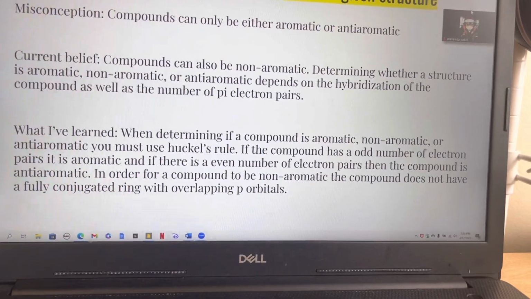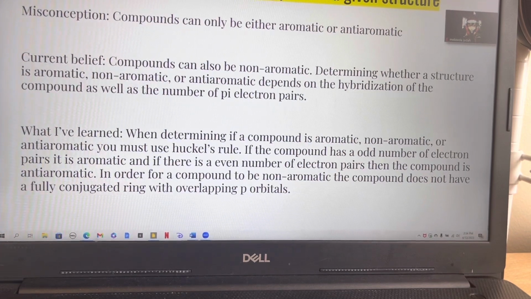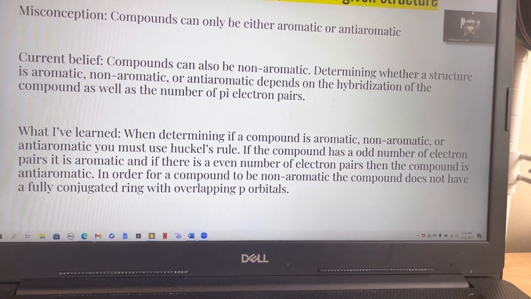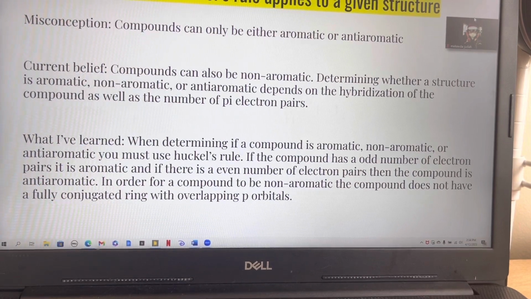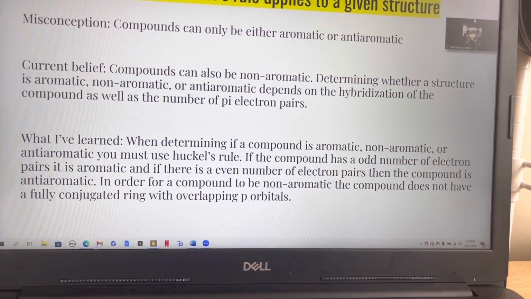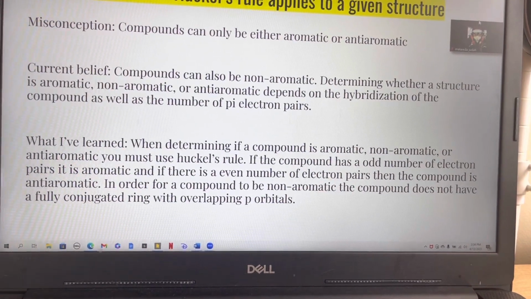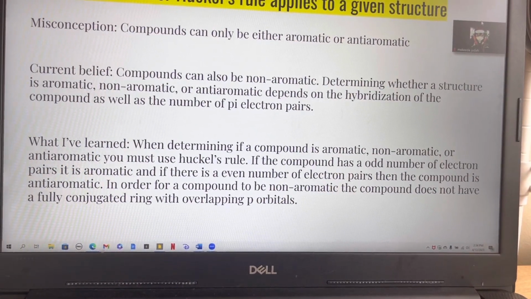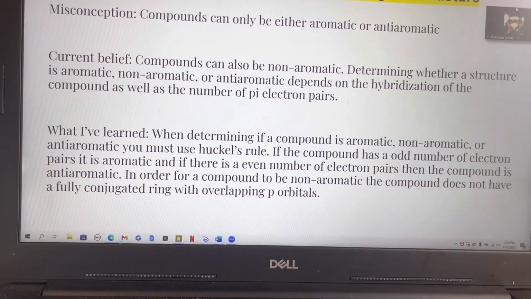What I learned, when determining if a compound is aromatic, non-aromatic, or anti-aromatic, you must use Huckel's rule. If the compound has an odd number of electron pairs, it is aromatic, and if there is an even number of electron pairs, then the compound is anti-aromatic. In order for a compound to be non-aromatic, the compound does not have a fully conjugated ring with overlapping p orbitals.